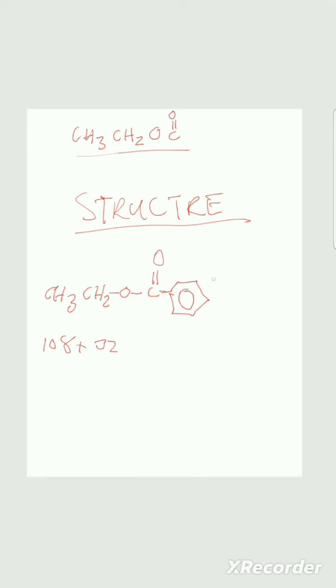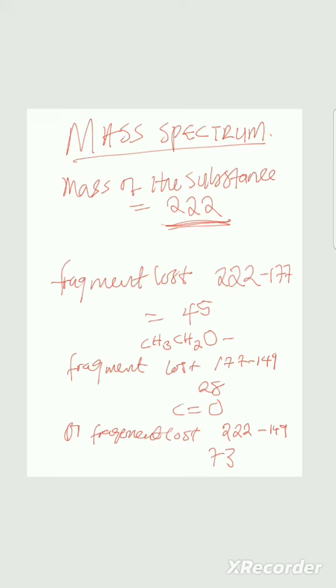Plus how many number of hydrogen? 1, 2, 3, 4, 5. Then 6, 7, 8, 9, 10. So the total you're going to have 150 when you add this one and 10 there. So that is 150. But when you check there, you're going to find that the total mass which we have written is this one, which is 222 there.